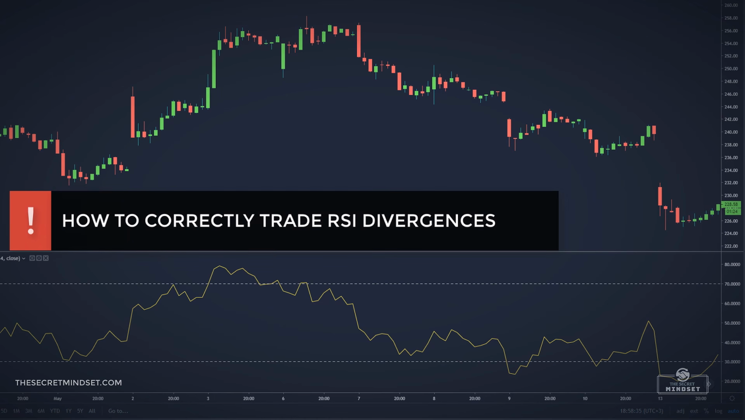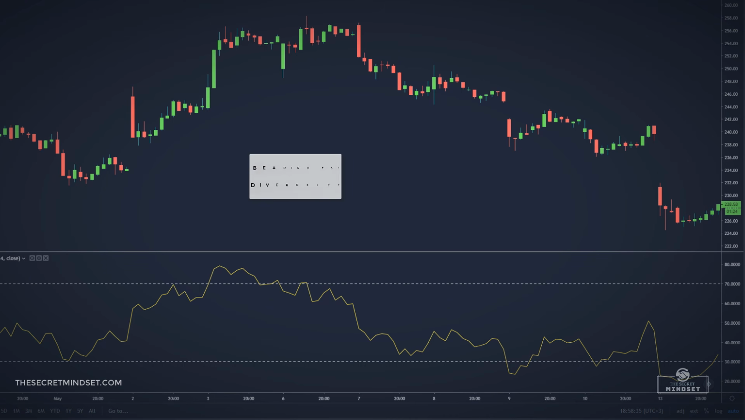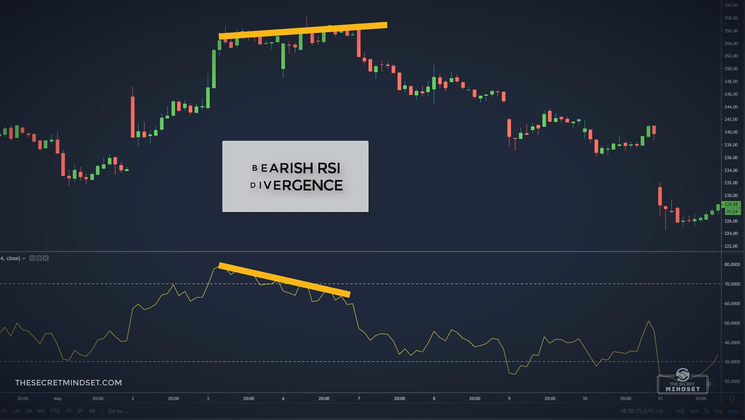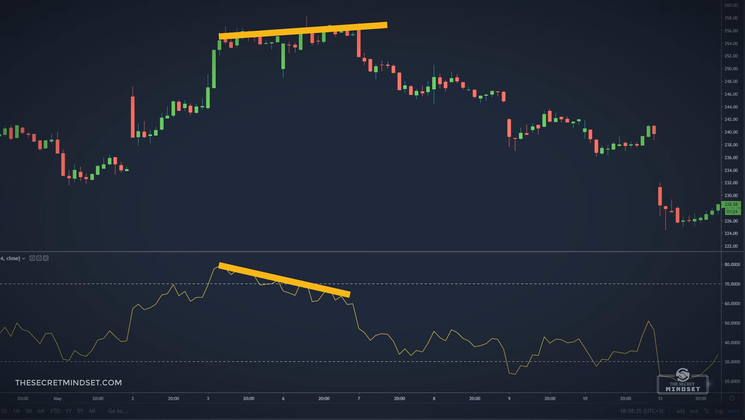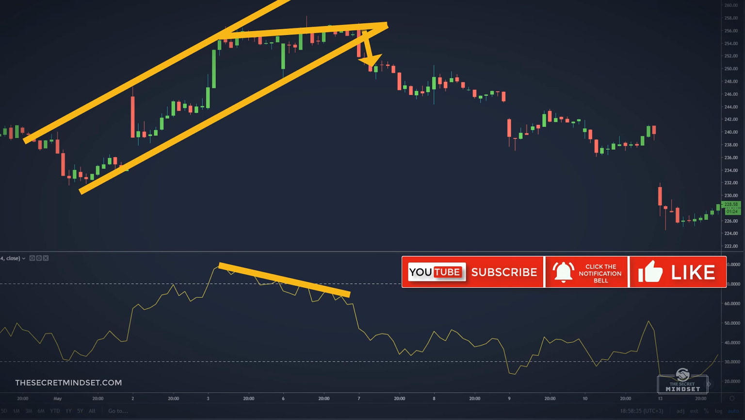A valid way to trade RSI divergences is to wait for a trendline breakout. In this example, we have a bearish RSI divergence with the price forming a double top, but the RSI making lower highs. A smart entry would be to wait for the price to break the lower trend line of the upward channel. The price indeed rallied downward after the price broke the trend line.